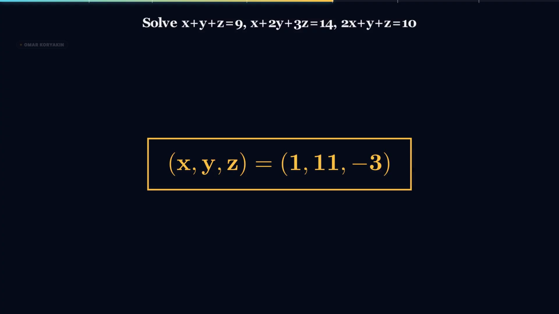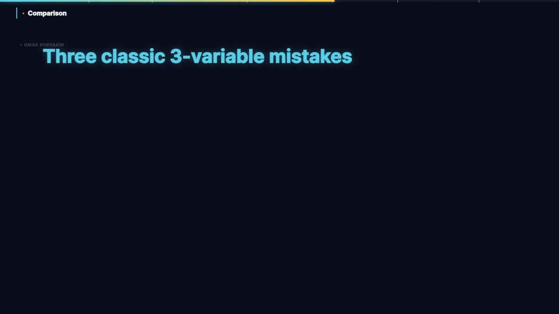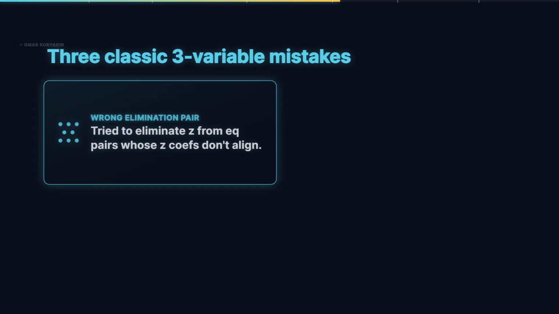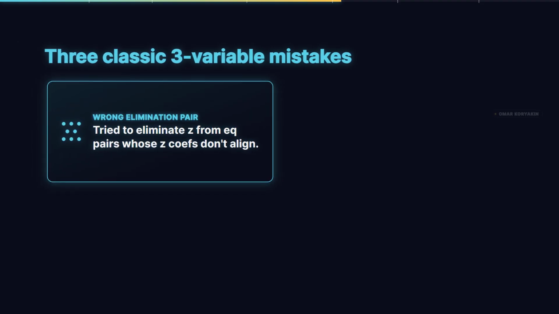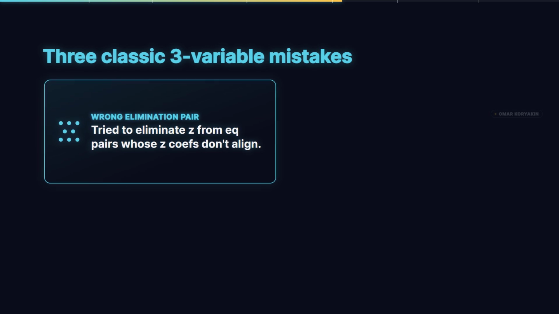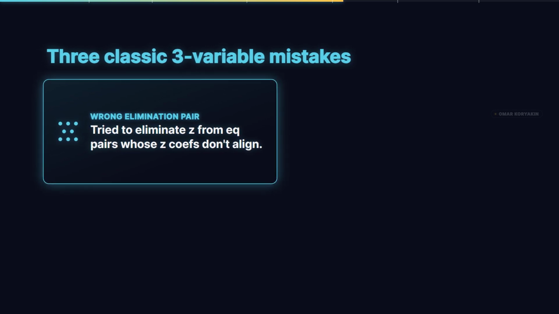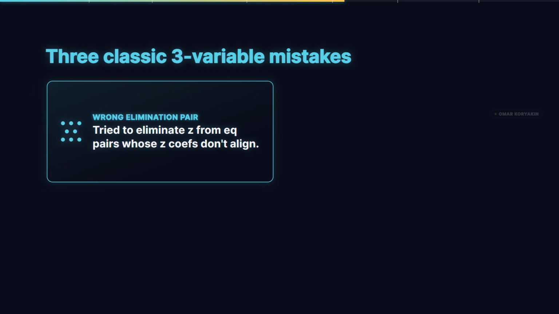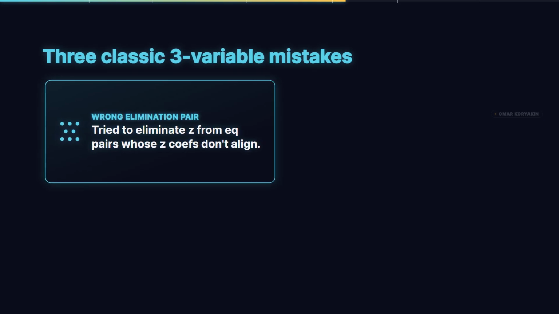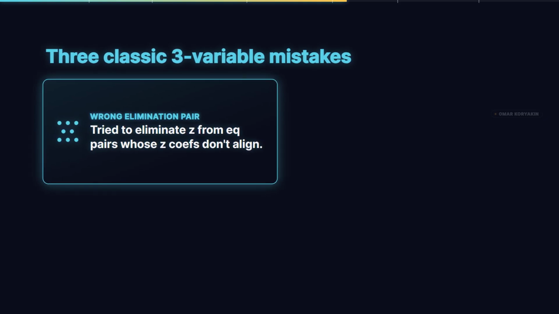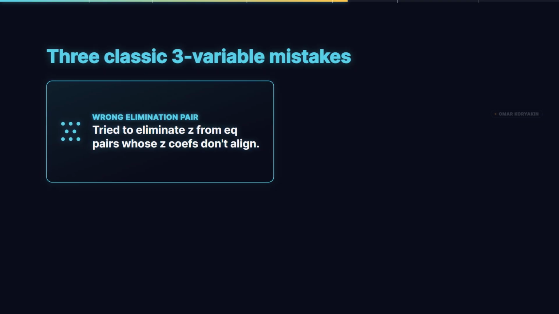Three mistakes that catch every algebra student during their first weeks of three-variable system work. Each one is fixable with a small explicit habit applied on every problem. First mistake: trying to eliminate a variable from a pair of equations whose coefficients on that variable do not align directly. A student wants to eliminate z from equations 1 and 2, but z has coefficient plus 1 in equation 1 and plus 3 in equation 2.